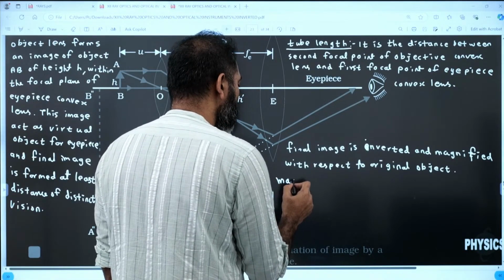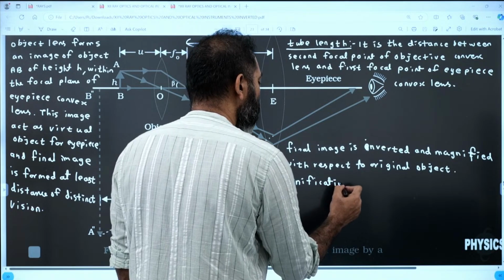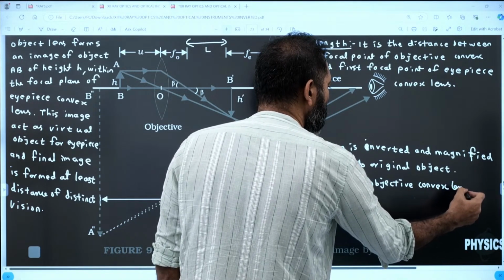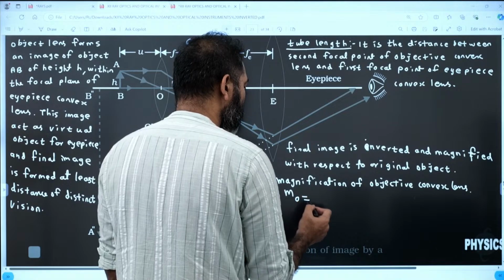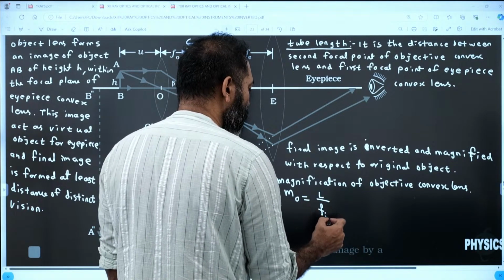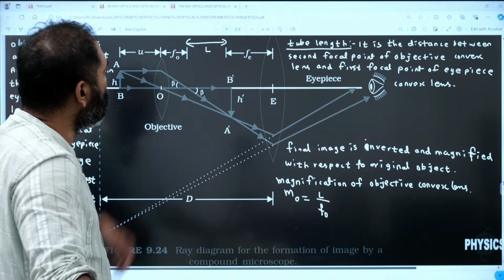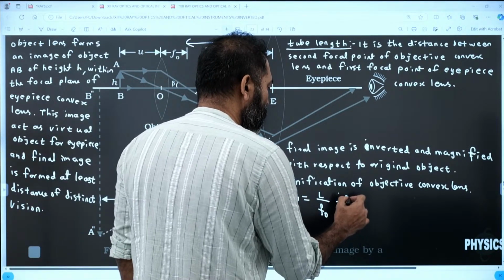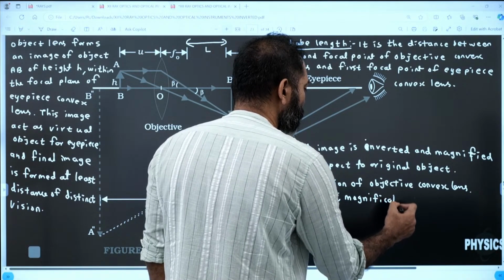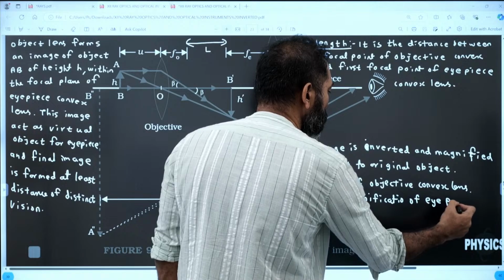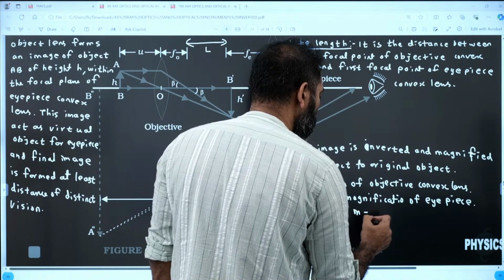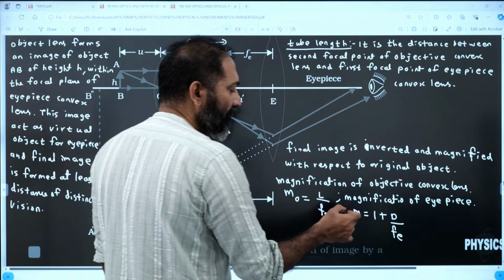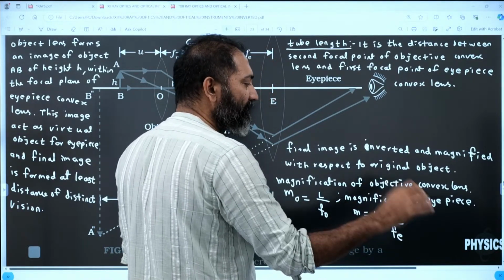Now, the magnification of the objective convex lens. What will be the magnification? Magnification of the objective is equal to L by FO. Why L by FO? Magnification is equal to image distance by object distance. So L by FO. Magnification of the eyepiece: M is equal to 1 plus D by FP. What is FP? Focal length of the eyepiece. Magnification of the eyepiece is the magnification of a simple microscope, because the eyepiece acts like a simple microscope.